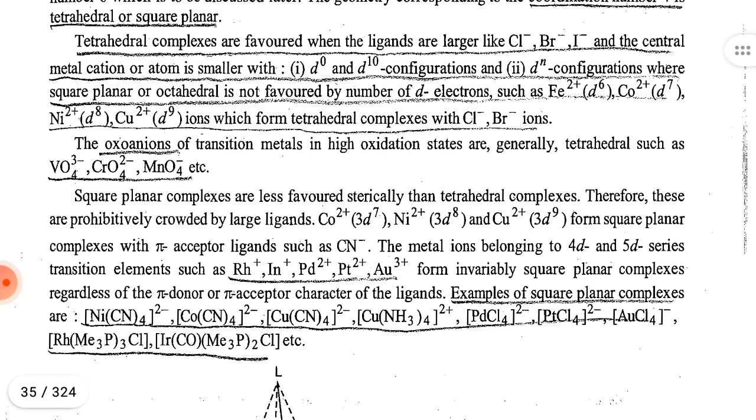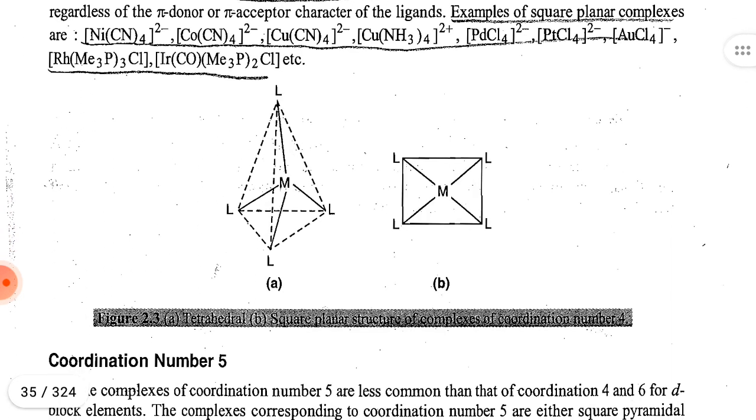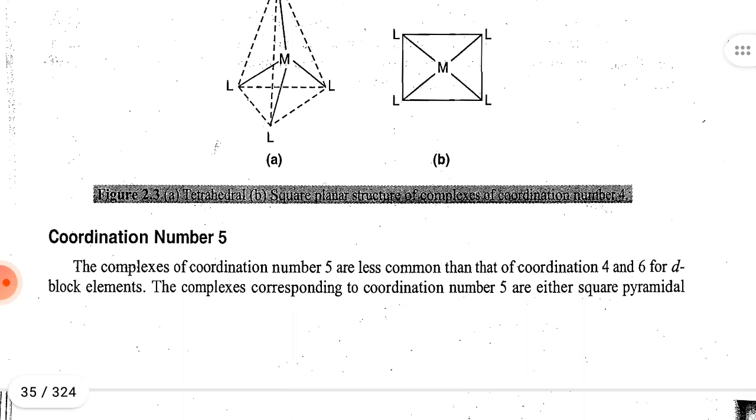These transition metals are very big, very heavy, and they accept both pi acceptor and pi donor character of the ligand to form square planar complexes. A. Tetrahedral. B. Square planar complex of coordination number 4. A will be favored if the ligands are halogens such as Cl⁻, Br⁻, I⁻. Square planar complexes only form when the ligand is a pi acceptor, and if the transition metal is heavy, then it can accept either pi acceptor or pi donor character of ligands. But the transition metal should be very big and heavy.